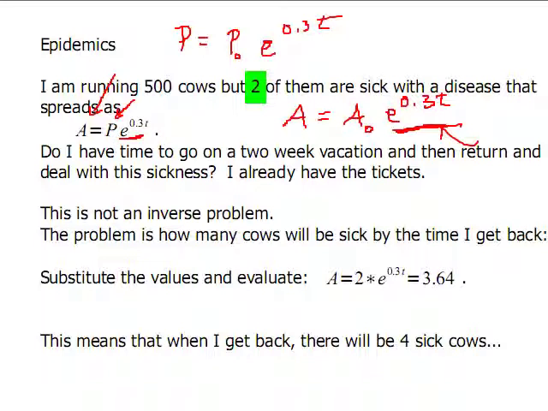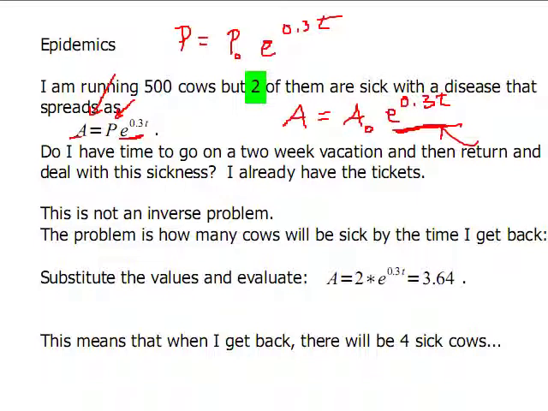how this disease spreads. So my question is, I want to go on vacation for 2 weeks, and then I want to return and deal with this. Do I dare go anywhere? I've got 2 sick cows. Am I going to lose the whole herd when I come back? Is it all going to be gone? So this is not an inverse problem. Instead, it's an evaluation problem.